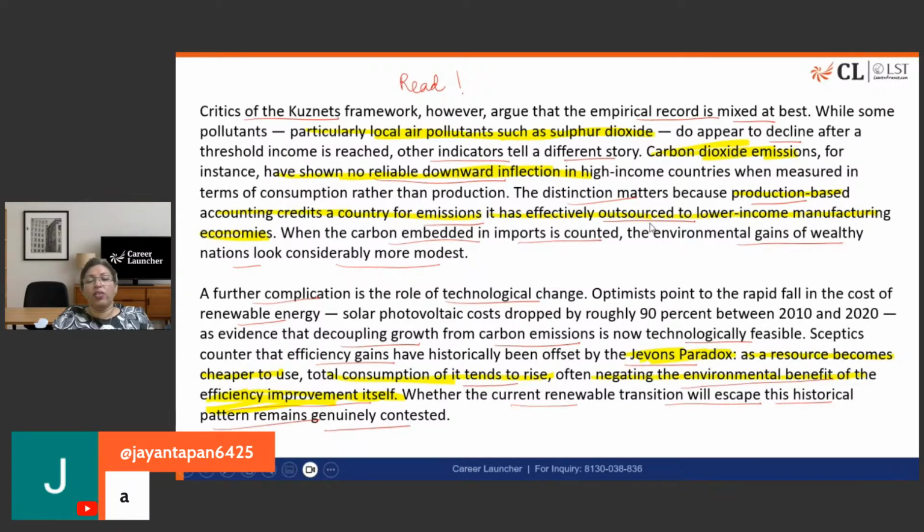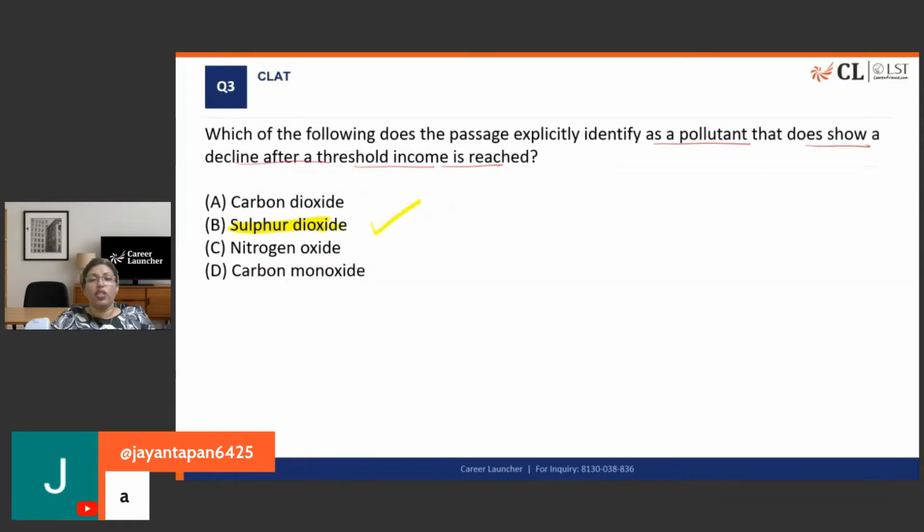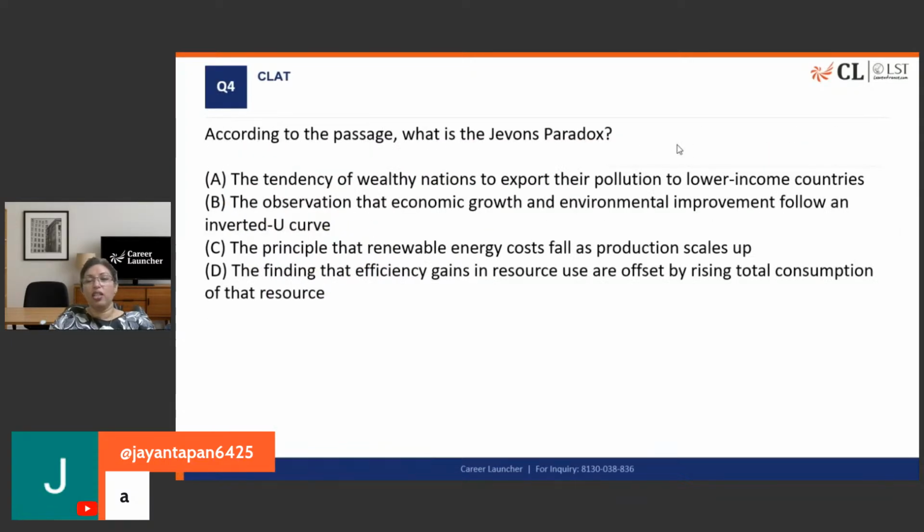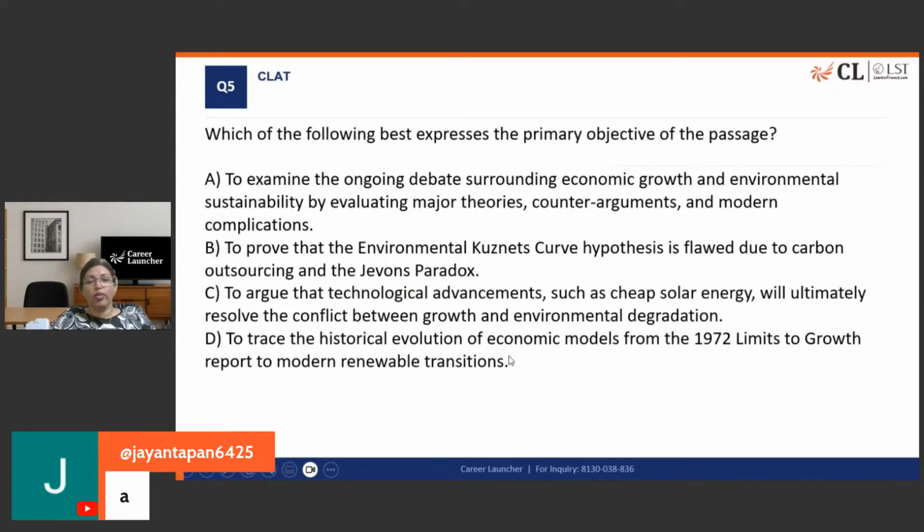Okay. So the more you use, if it becomes cheaper, then you start using more of it. So the environmental benefits are lost. So that's the Jevons paradox. And therefore, the correct answer will be option number D: that efficiency gains in resource use are offset by total rising consumption of that resource. So the benefits that you would gain are offset by the losses from more consumption of that resource. So correct answer D. All right, let's look at question number 5.